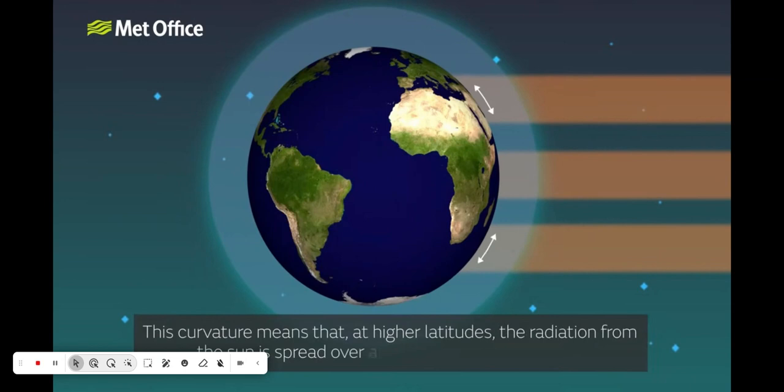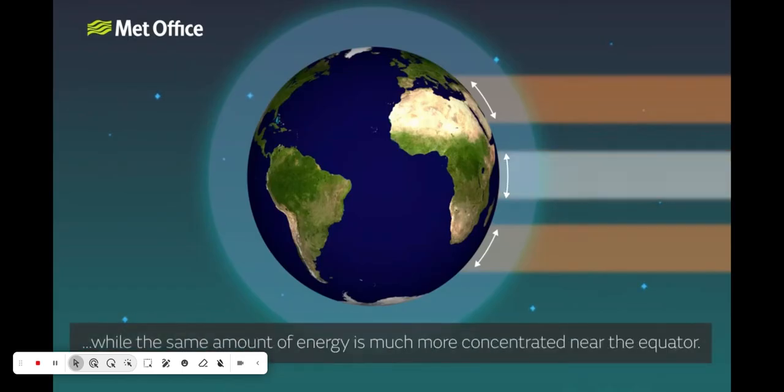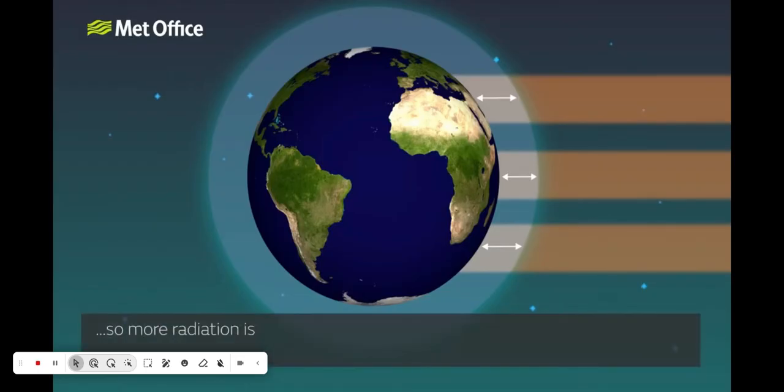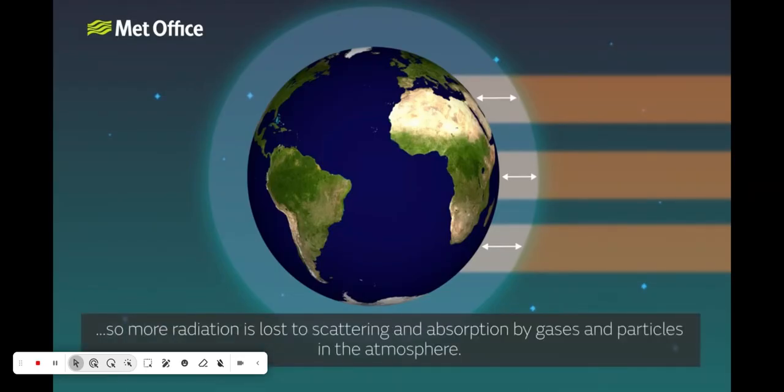This curvature means that at higher latitudes, the radiation from the sun is spread over a much larger surface area, while the same amount of energy is much more concentrated near the equator. The radiation also travels through a greater depth of atmosphere nearer the poles in comparison to the equator, so more radiation is lost to scattering and absorption by gases and particles in the atmosphere.